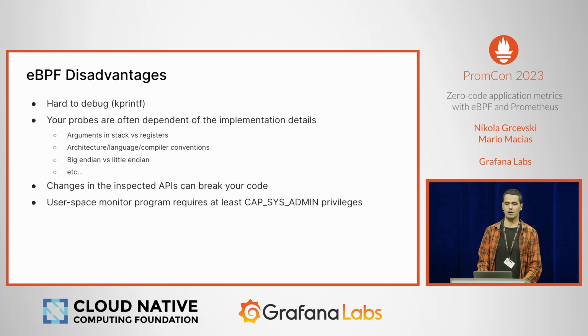For example, from Go 1.16 to Go 1.17, they changed the way the arguments were passed. It used registers, then it used the stack, or vice versa, I don't remember, and that meant that any new Go program would not be instrumentable with the old eBPF code. Another issue is that you need at least sysadmin privileges, because you need to do some system calls to load this code into the kernel.